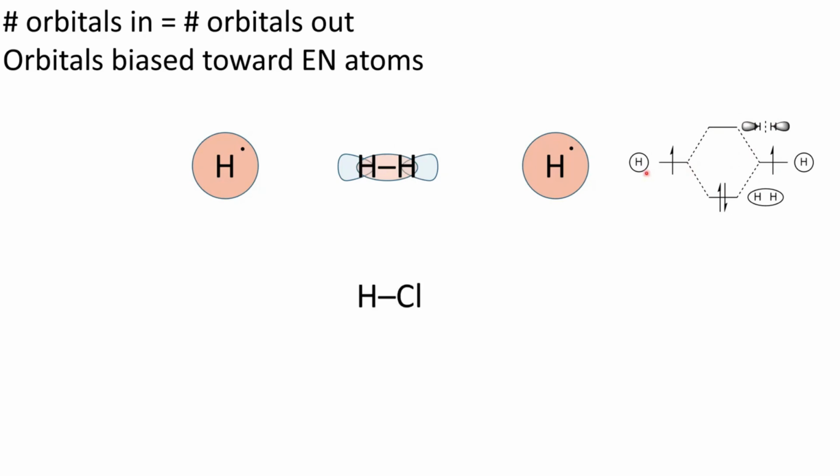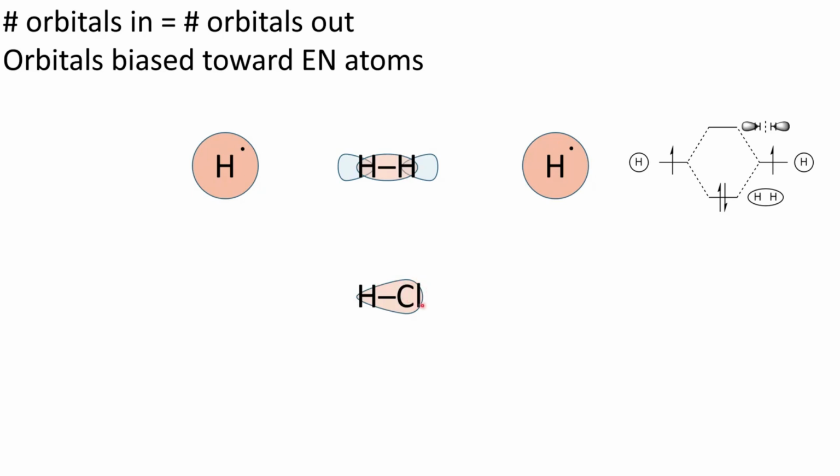What's interesting with a polar bond is that the molecular orbitals of polar bonds are biased toward the electronegative atom. Now, what does that mean? It means that the sigma bonding orbital is biased towards chlorine. There's a larger orbital contribution around chlorine, and that should kind of make sense. Chlorine is electronegative. It's pulling electron density towards itself. There's more electron density around chlorine.